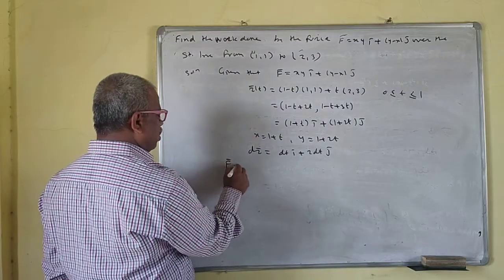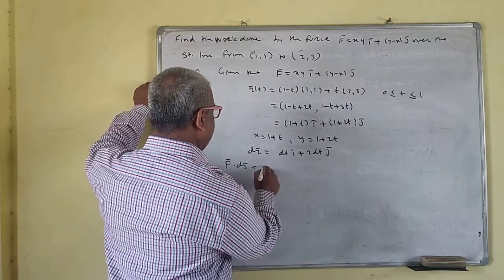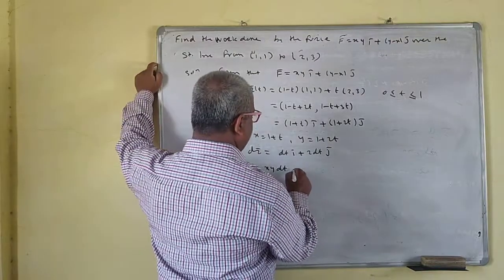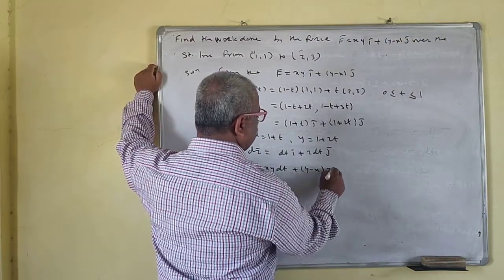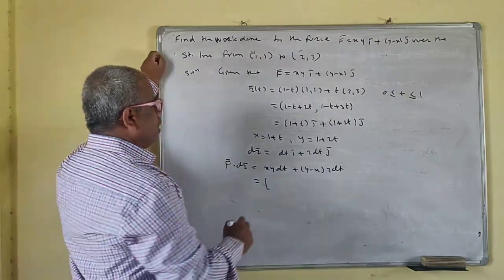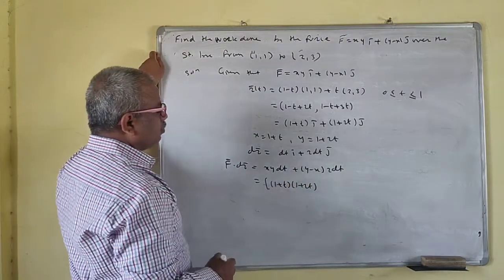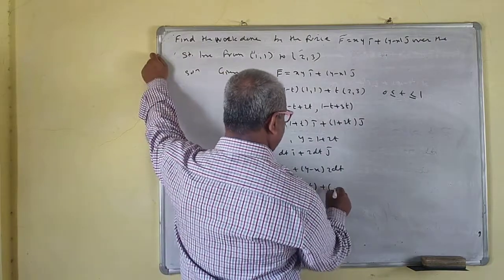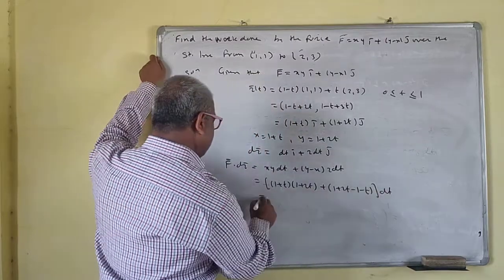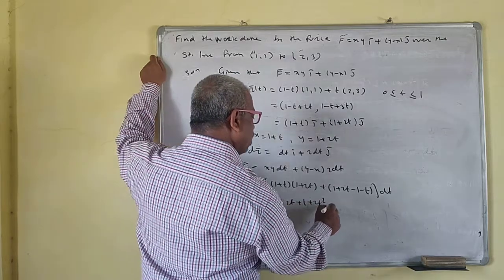So F bar dot dr bar is equal to xy dt plus y minus x times 2 dt. I'll take dt common and put in the values of x and y. So x into y is 1 plus t times 1 plus 2t. Then y minus x: y is 1 plus 2t minus 1 minus t, dt. So we'll simplify this: 1 plus 2t plus t plus 2t square. And this is what then?